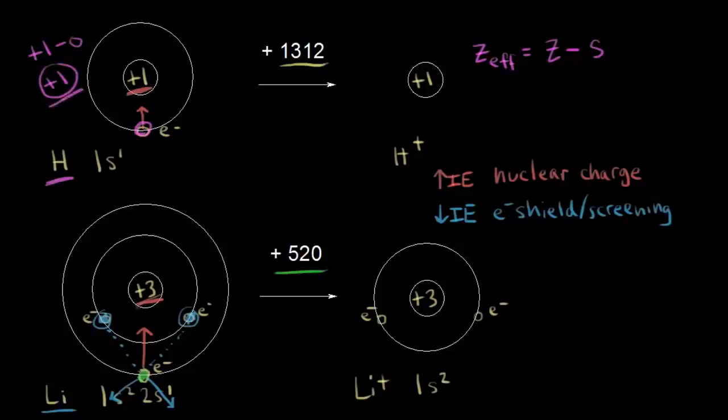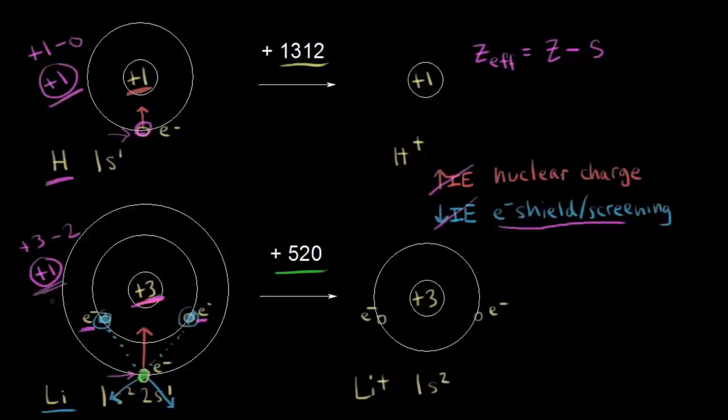For lithium, there are 3 protons in the nucleus, so Z would be +3. And there are 2 shielding electrons, these 2 inner shell electrons here, so it would be +3 minus 2. So the effective nuclear charge would be +1. If you think about it, the effective nuclear charge that hydrogen's electron feels is about the same as lithium's outer electron, because they both have an effective nuclear charge of +1. So the fact that lithium has this electron shielding or electron screening kind of cancels out this effect of the nuclear charge. And so these two things kind of cancel out.